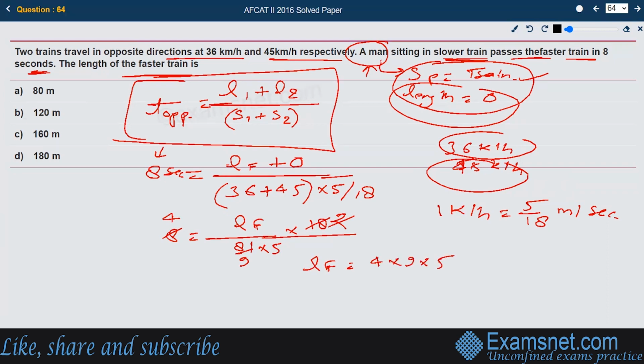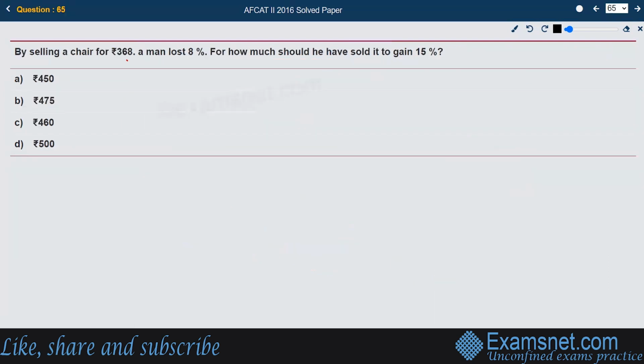That is nothing but coming out to be 180 meter. It is coming out to be 180 meter, and that is the length of the faster train itself. That is going to be the right answer, option number D. Now, by selling a chair for rupees 368, a man lost 8%. For how much should he have sold it to gain 15%? That is the question.